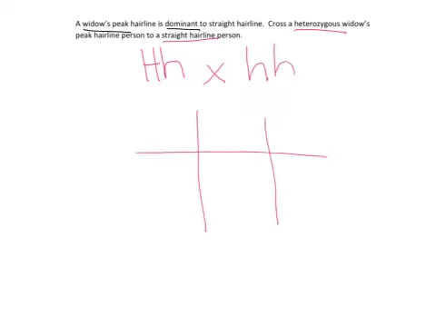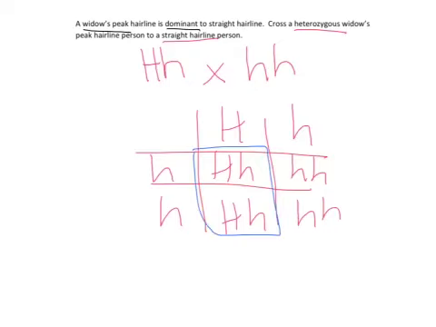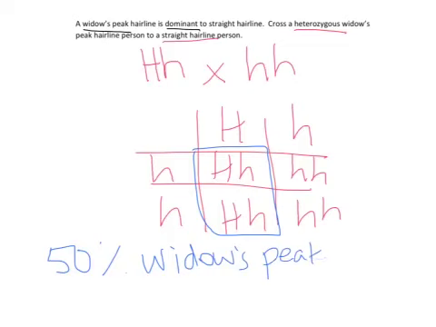So if we draw up our Punnett square again, big H, little h, and little h, little h, we do our cross, little h, big H, little h, and little h, little h. Okay, so here we can see we have 50% of our offspring will have a widow's peak, and 50% will have straight hairline.